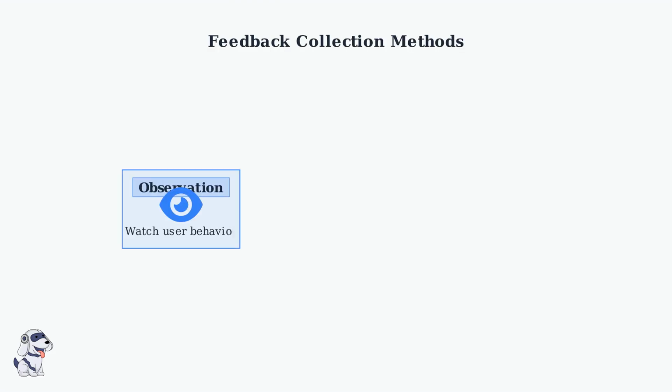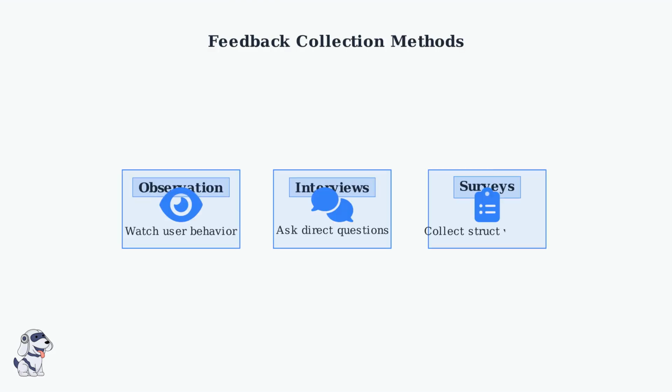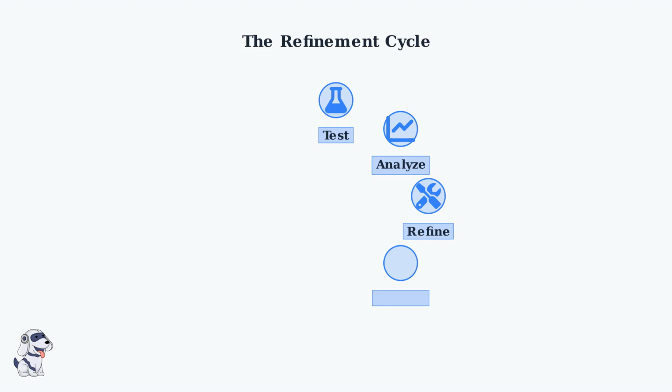Effective testing uses multiple feedback collection methods. Observation reveals what users actually do, interviews uncover their thoughts and motivations, while surveys provide structured, quantitative data. Testing is not a one-time event, but part of a continuous refinement cycle. Test your prototype, analyze the feedback, refine your design, and iterate. This cycle continues until you achieve the desired user experience.